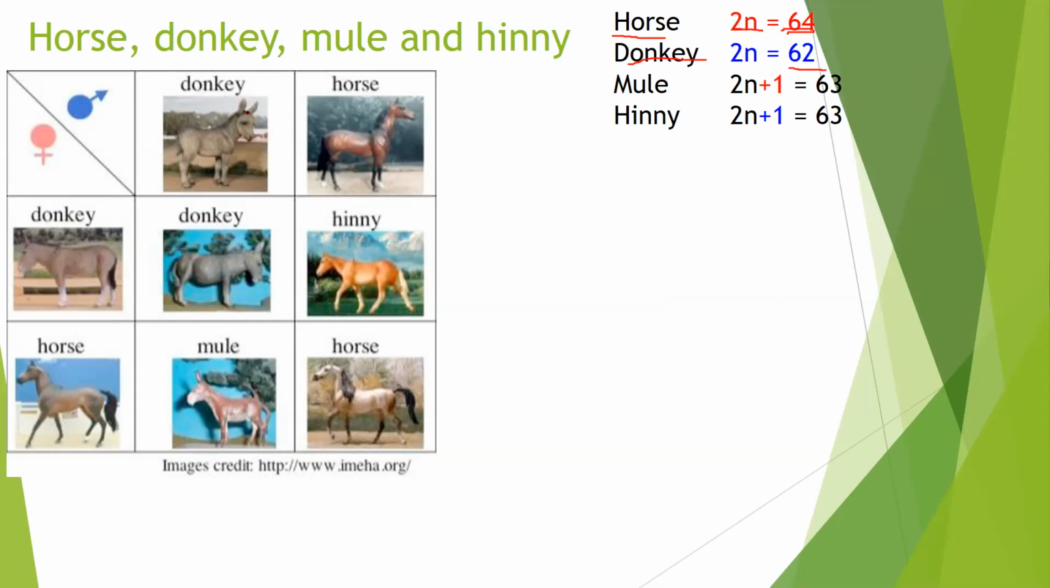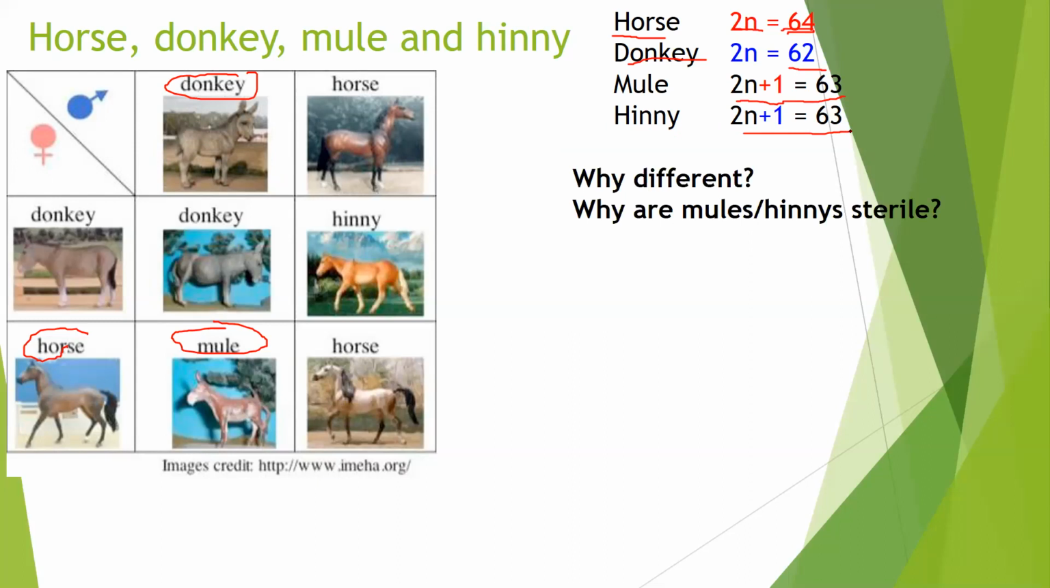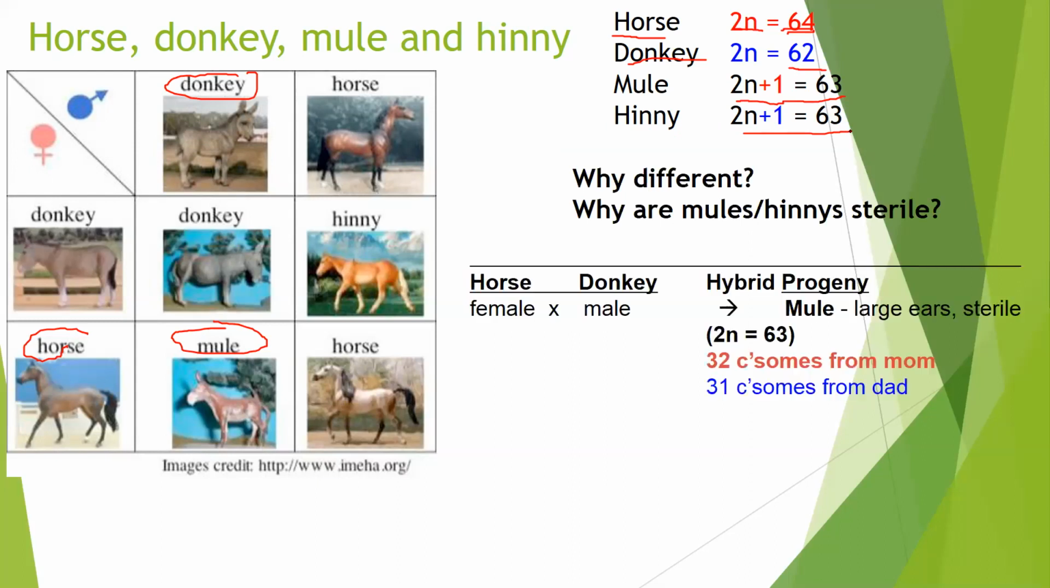However, if we cross, let's say the mule is here. If we cross a male donkey with a female horse, we're going to get the mule, right? The mule is an allopolyploid. So the total number of chromosomes in a mule is 63. The same for the hinny. And so what's the difference?